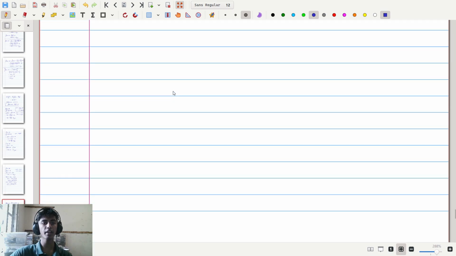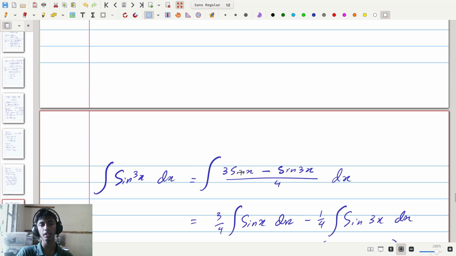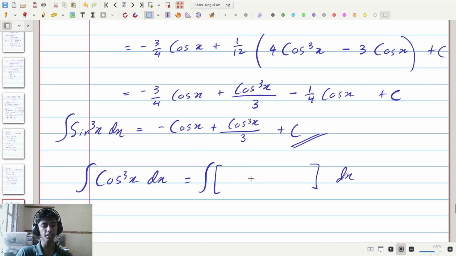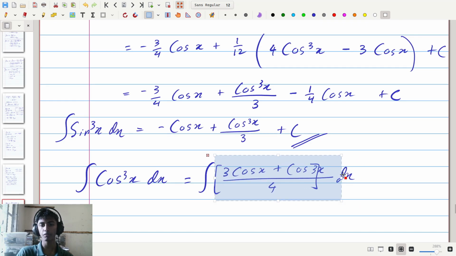Similarly, we can do the same exact thing for the integral of the cosine³ of x with respect to x. We can replace the cosine³ of x with the expression that we had above and integrate as normal. Doing such, we can see that the integral that we need to find is the integral of this expression here. Copying the expression down and pasting it into that gap, we can see that what we need to find is the integral of 3 times the cosine of x plus the cosine of 3x divided by 4.